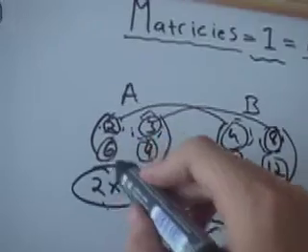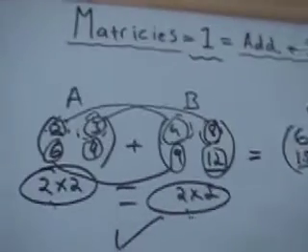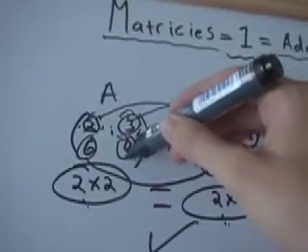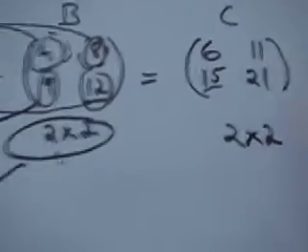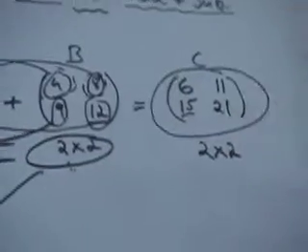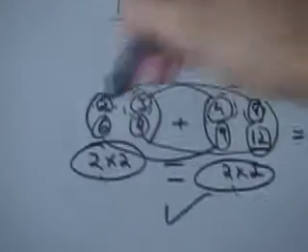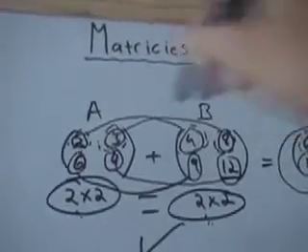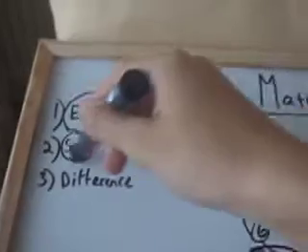Good. Now, 6 and 9, what do you get? 15. Sorry, I went off a bit. It's a bit difficult to film. And 9 and 12, you get 21. Now, that would be your answer for C. The elements of C would be 6, 11, 15, 21. It's simply the elements and their corresponding elements in the other matrix that you add together and put into the sum. So we're doing sums now. C is the sum of A and B.